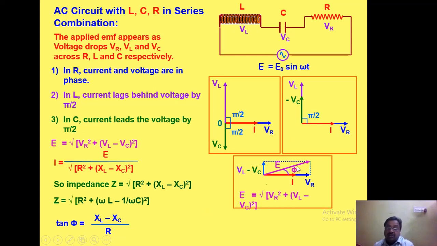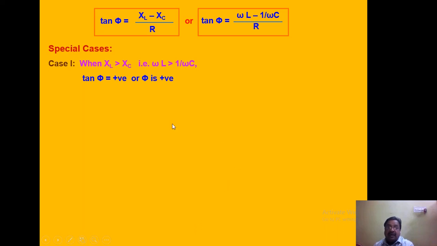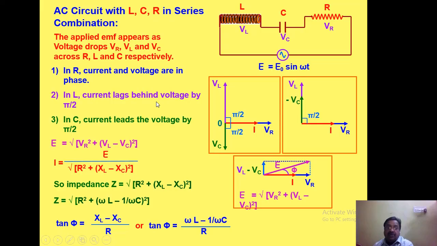From this figure you may also find cos phi, which we will later discuss as power factor, and that power factor may also be expressed in terms of XL and XC. Again, XL may be replaced by omega L and XC by 1 by omega C. So tan phi equal to (XL minus XC) by R means it is equal to (omega L minus 1 by omega C) by R. So phi as well as net current, as we have discussed earlier, depend upon the relative value of XL and XC.